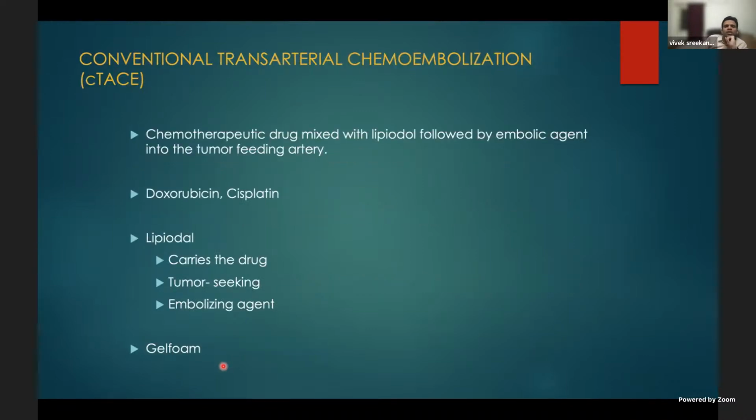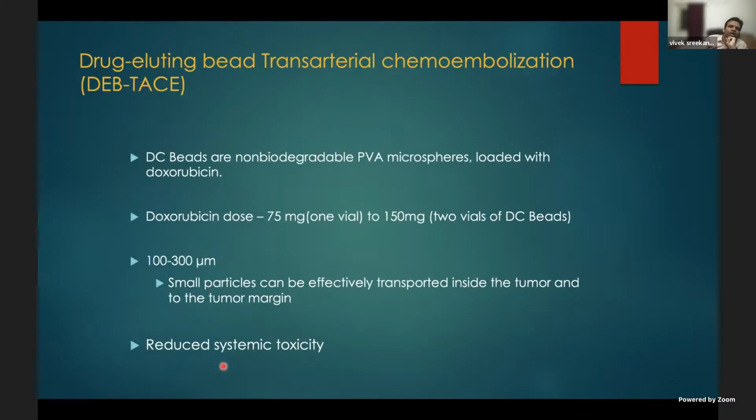Coming to the DEB-TACE, another option is the drug-eluting bead TACE. In these drug-eluting beads, either the DC beads or the HepaSpheres are used. The DC beads are PVA microspheres which are loaded with doxorubicin. So what is the advantage when compared to conventional TACE?